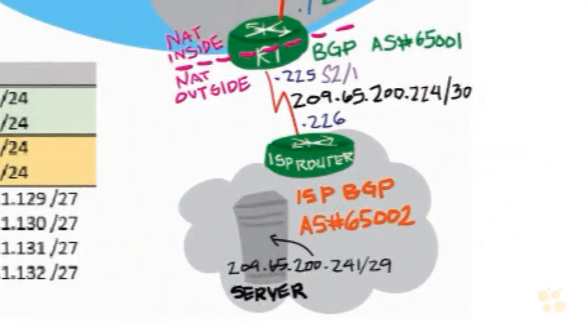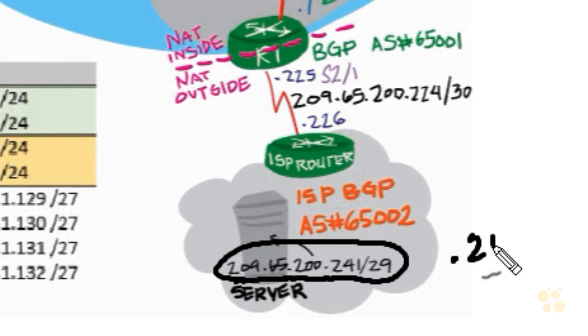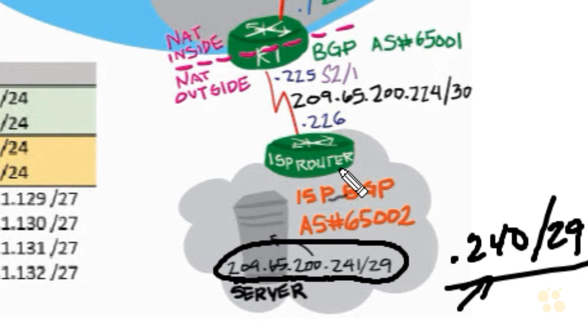So if we look at our topology for a moment, this server is at 209.65.200.241/29, which is the .240/29 subnet. So R1 does not have a default route, and it doesn't have a route to that specific subnet either.